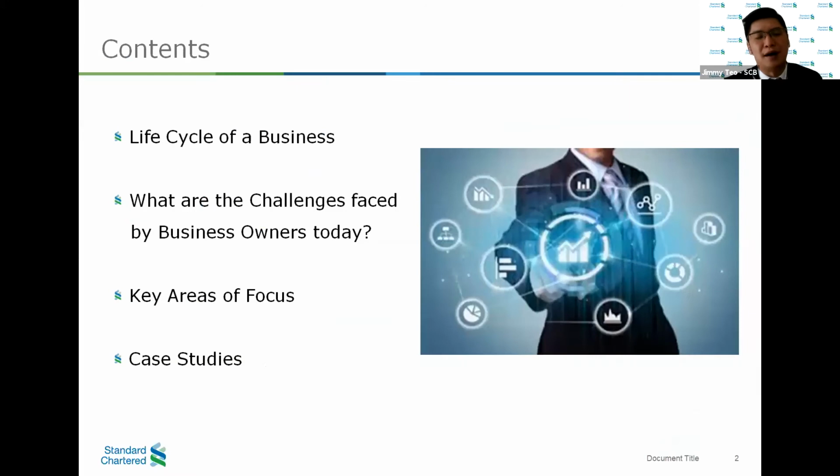Okay, so I'll be touching on the life cycles of the business. What are the things and areas to look out for at each stage?